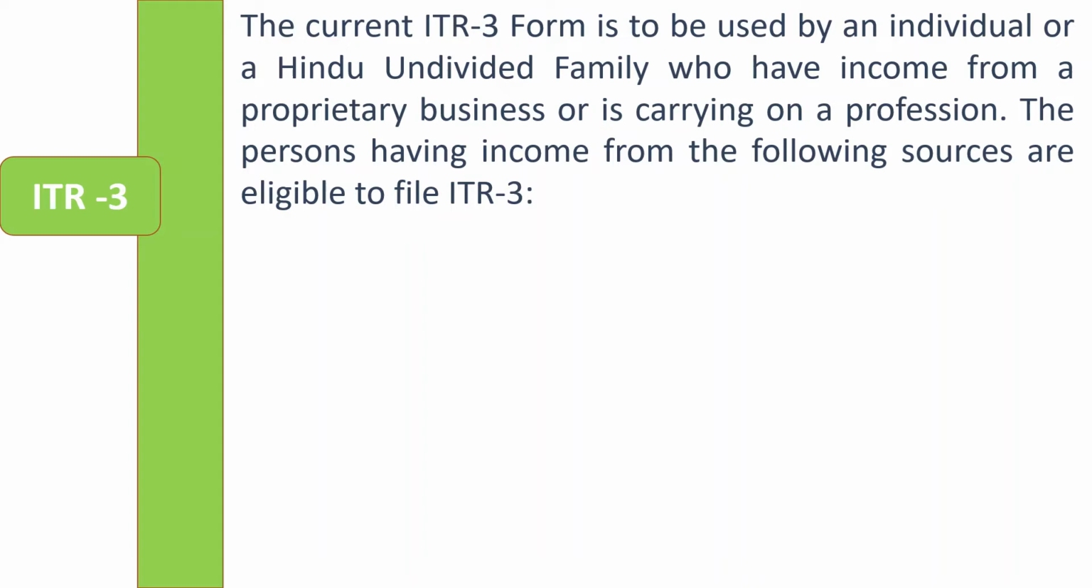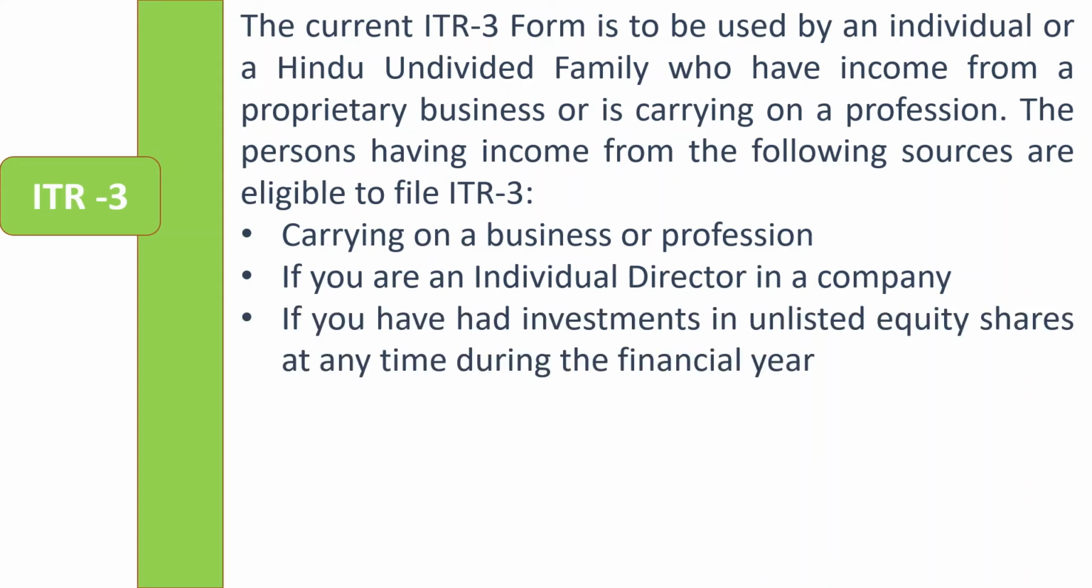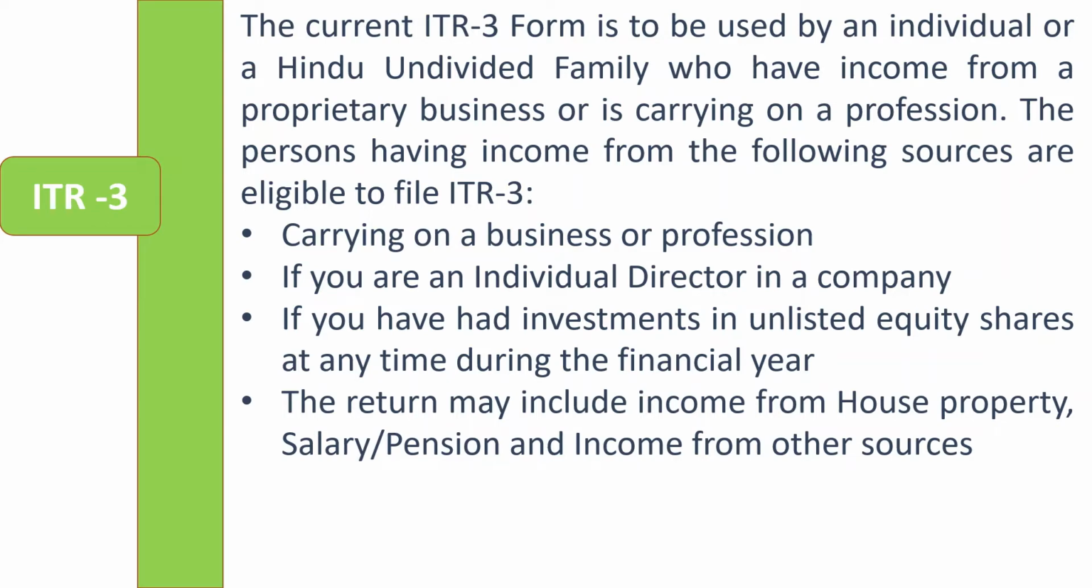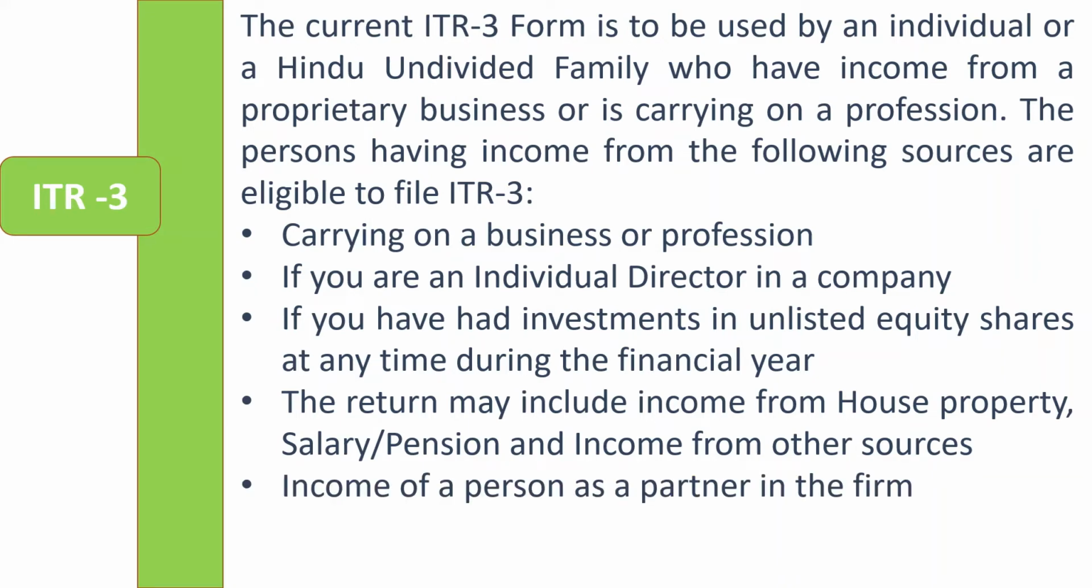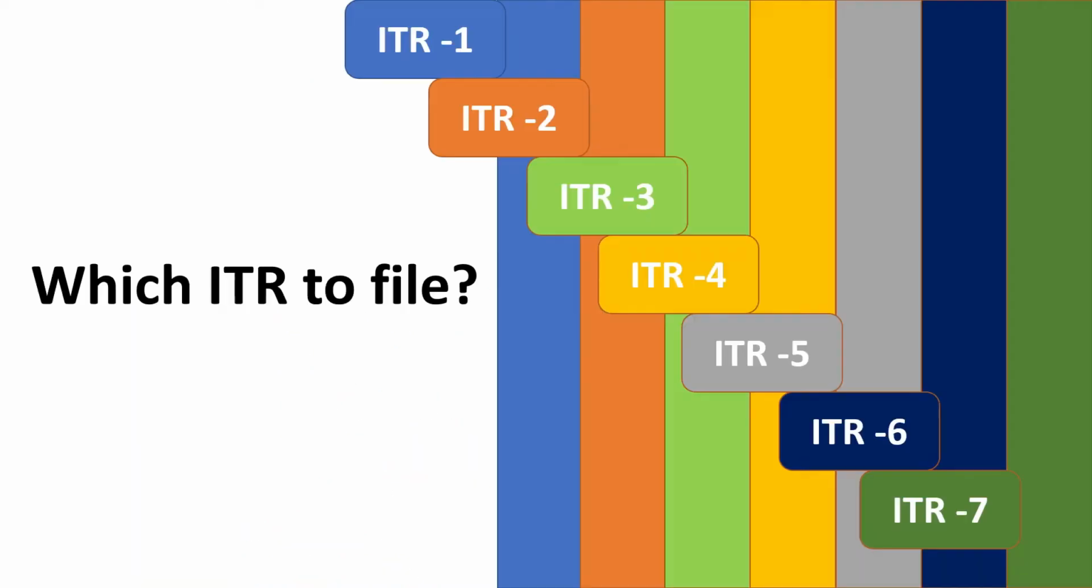The persons having income from the following sources are eligible to file ITR3. Carrying on a business or profession, if you are an individual director in a company, if you have had investments in unlisted equity shares at any time during the financial year, the return may include income from house property, salary or pension, and income from other sources, income of a person as a partner in the firm. In short, individuals or HUFs who are not eligible to file ITR 1, 2 and 4 should file ITR 3.